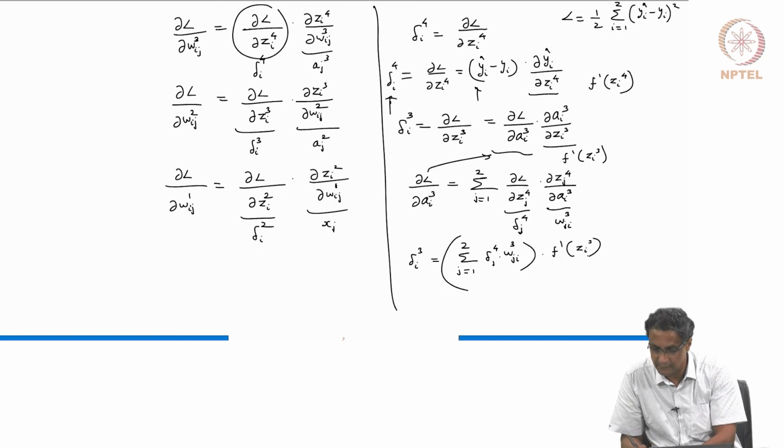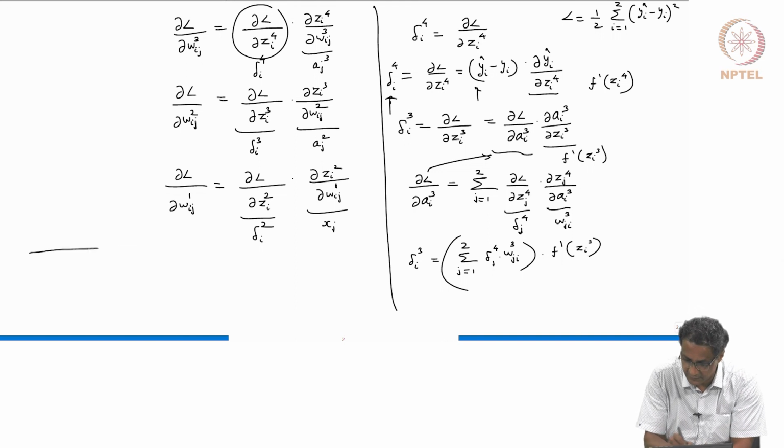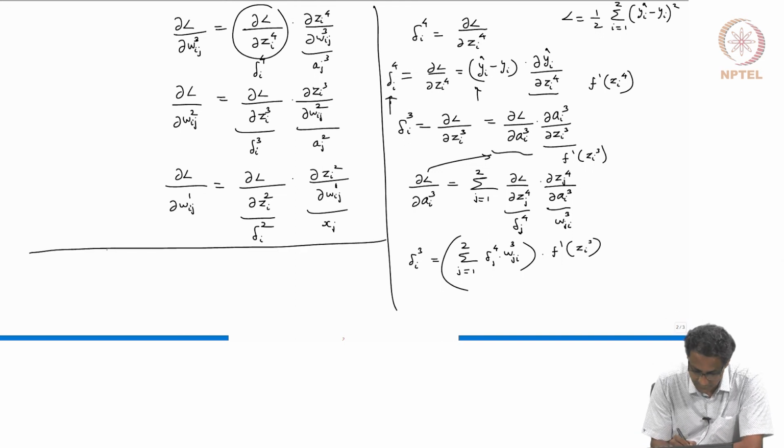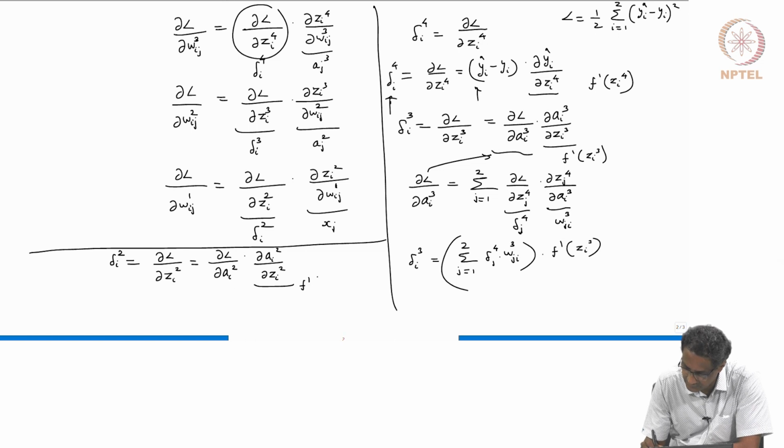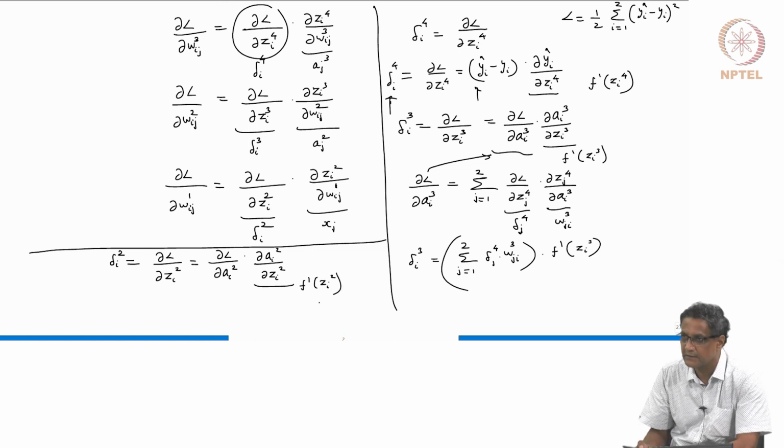This is delta I3. Now, let us look at delta I2, because we want to know once and for all what will happen. Delta I2 will be dou L by dou Zi2. Again following the same thing, I will write this as dou L by dou Ai2, and then dou Ai2 by dou Zi2. This again will become f dash of Zi2, which is straightforward.